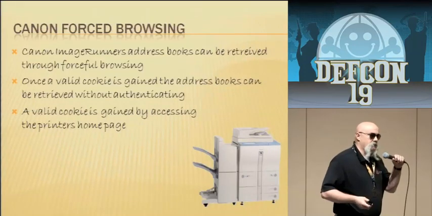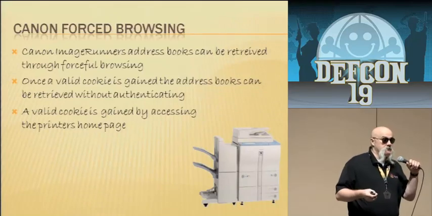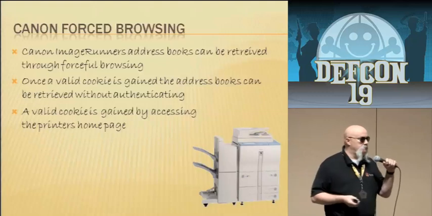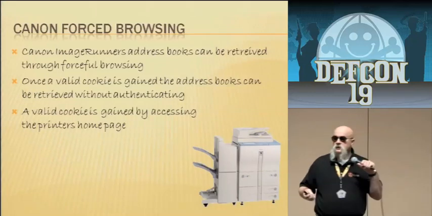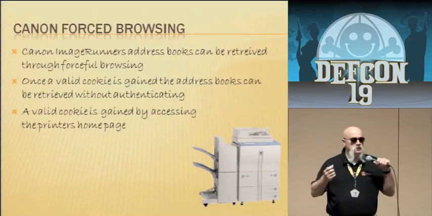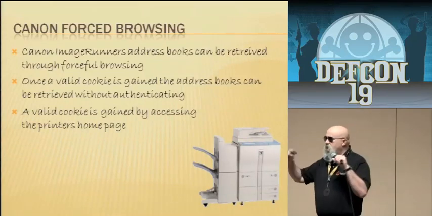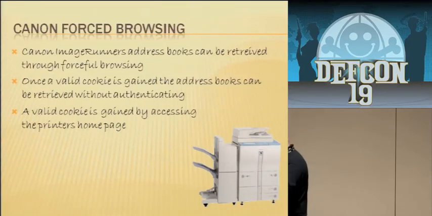Canon printers and a lot of other devices, the address books contain more than what you typically expect an address book to contain, or they can. We normally expect to see username, email address, phone number, typical stuff like that, maybe some fax information. Well, it turns out on this particular device, there's a lot more information. So let's look into forceful browsing, gaining access to that.